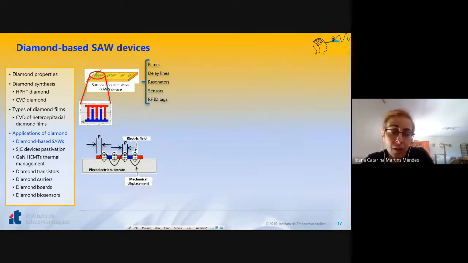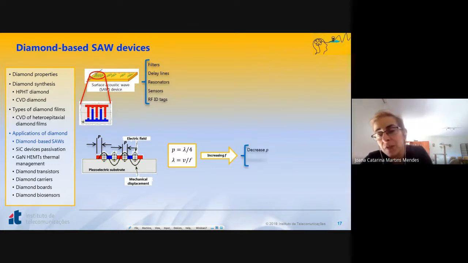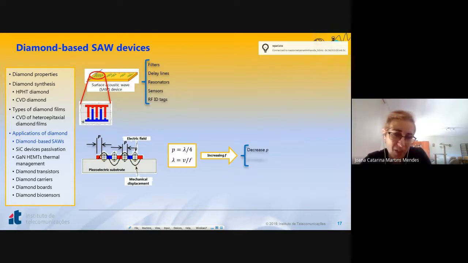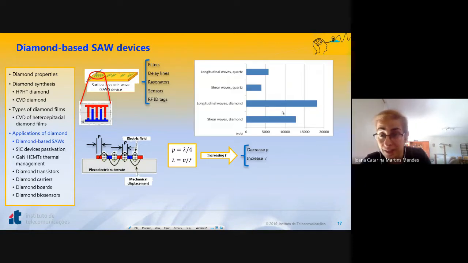And we all know that the geometric conditions are related to the pitch of the IDT and to the wavelength of the radiation, which in turn is related to the frequency of the interrogating signal and the velocity of propagation of the waves. And if you want to increase the frequency, you either have to decrease the pitch, which has some limits, or you have to choose materials with higher surface acoustic wave velocity, such as diamond. But since diamond is not piezoelectric, you have to couple it with a piezoelectric material.